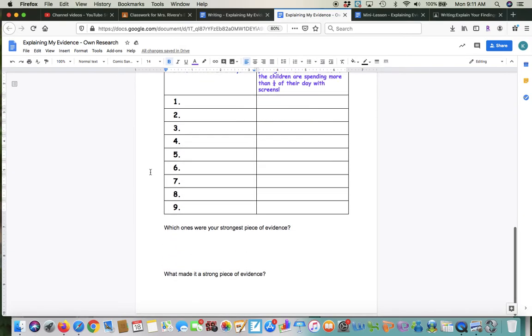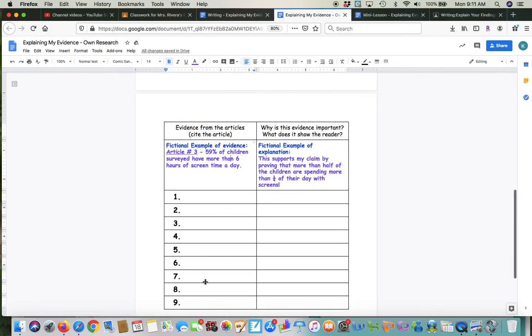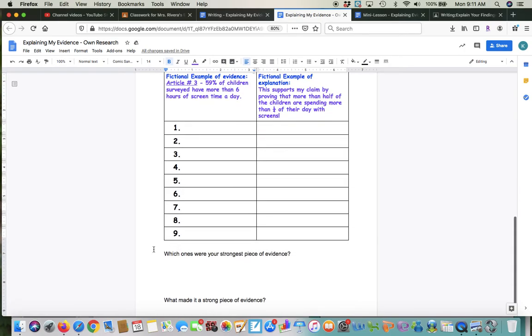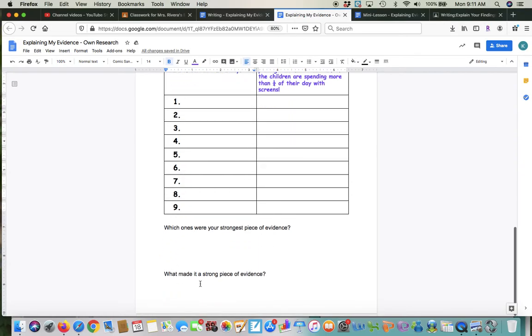At the end, it just asks you 2 questions. The first question is, which one was your strongest piece of evidence? Which one of these quotes do you think supported your side the best? That's what it's asking you. And the next question is, what made it a strong piece of evidence? Why was it so strong? Why did it support your side the best? These questions kind of go hand in hand with each other. It's like a part 1 and a part 2.